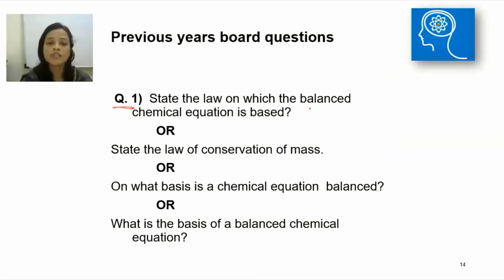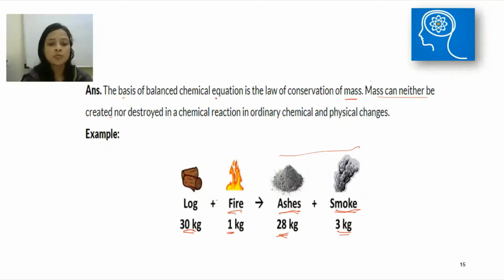State the law on which the balanced chemical equation is based. Or state the law of conservation of mass. Or, on what basis is the chemical equation balanced? Or, what is the basis of the balanced chemical equation? The same question may be asked in these four different ways. The explanation for this particular question is the same. The answer is that the basis of a balanced chemical equation is the law of conservation of mass.